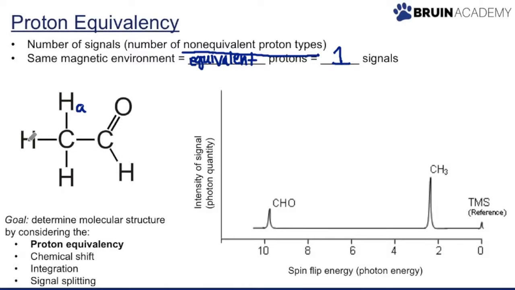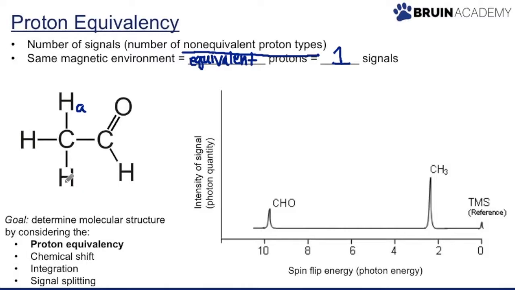Then let's look at this hydrogen here. This one is essentially the same thing as this hydrogen here in the sense that it's attached to the same carbon, which is attached to the same carbon and oxygen and hydrogen. So if you can trace their pathways and find that the pathway of the hydrogen is the same in terms of its connectivity, then it's a good indicator that the protons are equivalent.